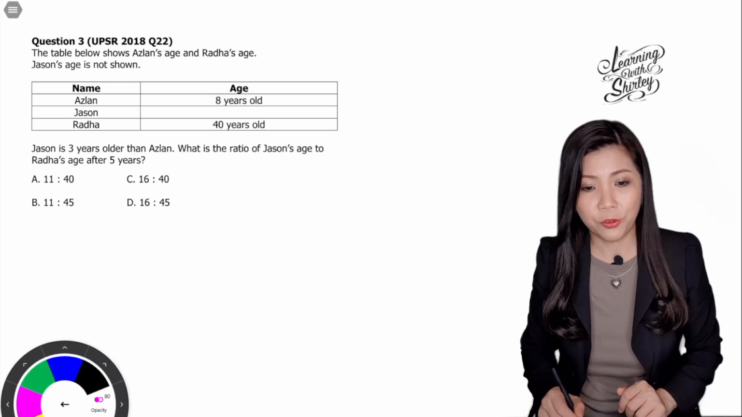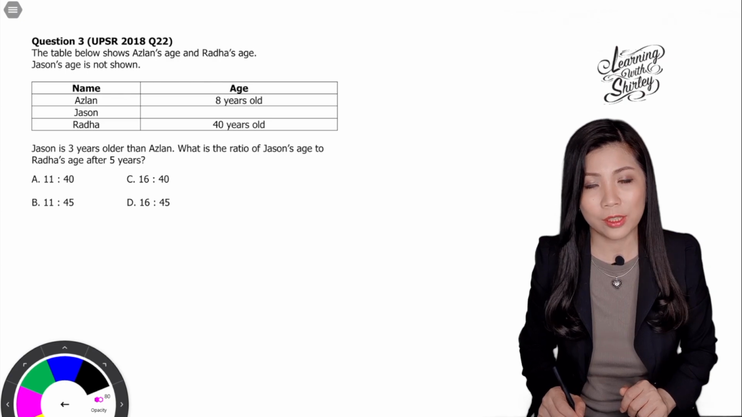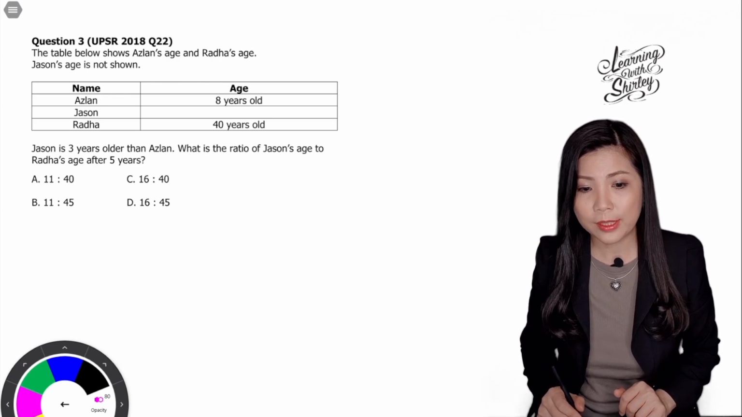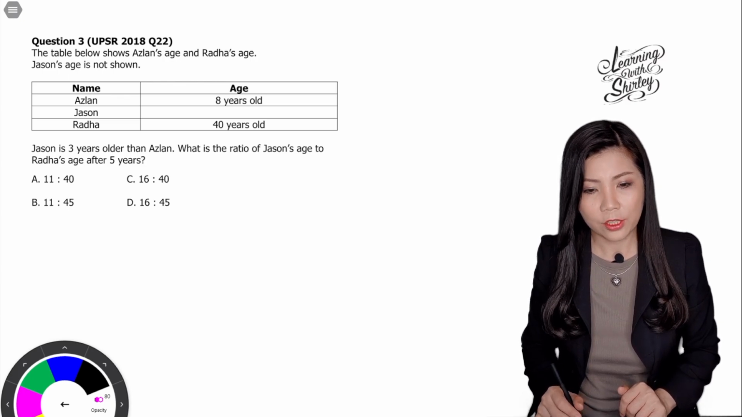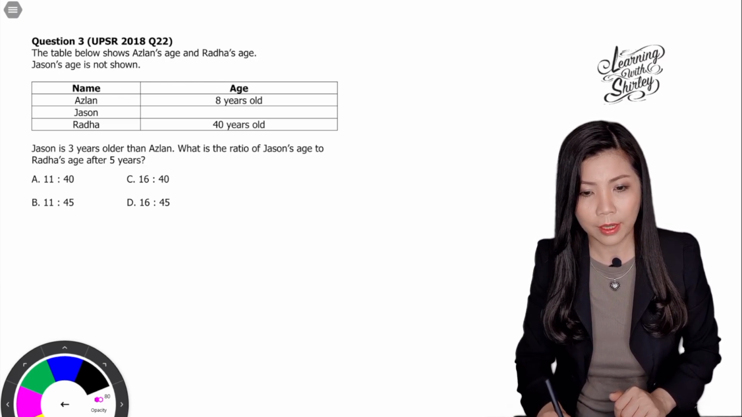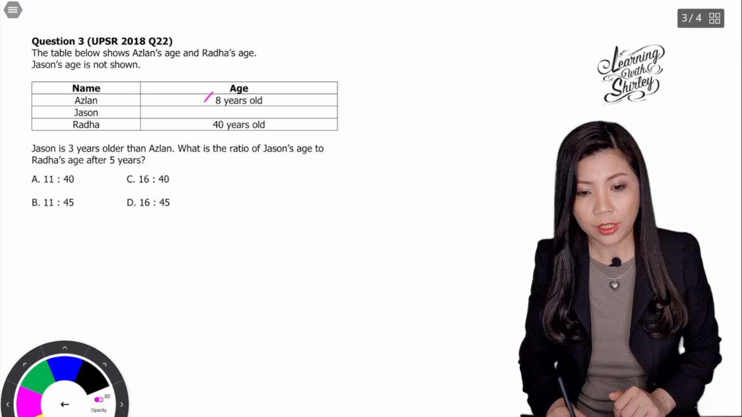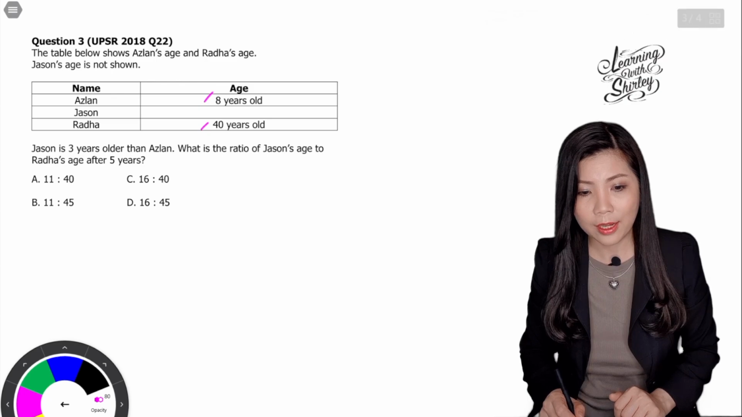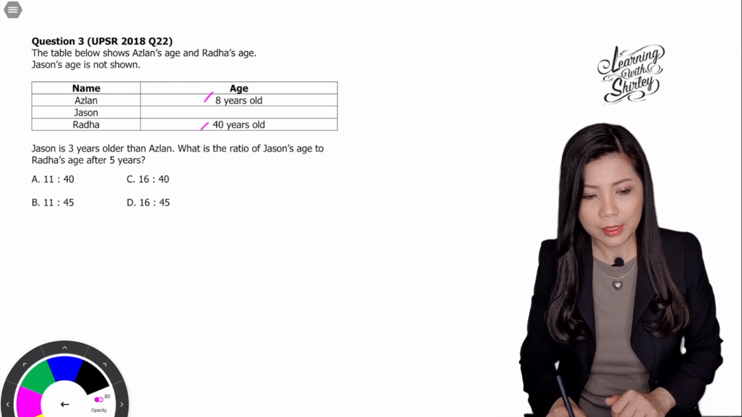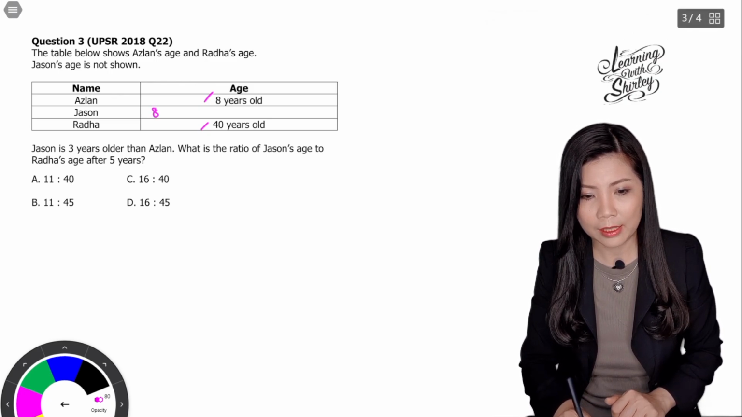Let's look at question number 3. This is in year 2018, question 22. The table below shows Aslan's age and Radha's age. Jason's age is not shown. So Aslan is 8 years old. Jason is unknown and Radha is 40 years old. Jason is 3 years older than Aslan, which means that Jason is 8 plus 3, which is 11 years old. So I'm going to write here.